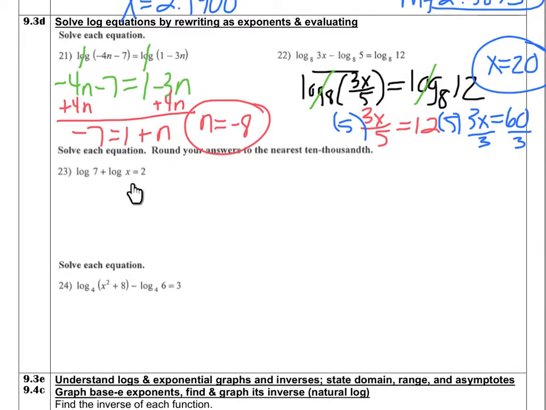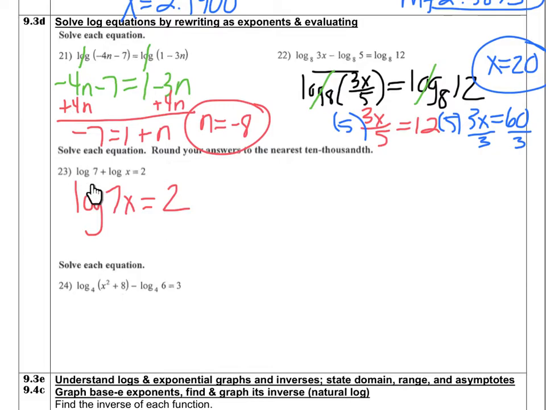Looking at this next one, what we have is two logarithms set equal to a number. So again, the only logical thing to do is try to get it to become one logarithm. So I can condense these two logarithms together. When logarithms are added, they can be crunched together into multiplication. So this becomes log. By the way, this is base 10 because it's not listed. So it's log base 10 of 7x equals 2.